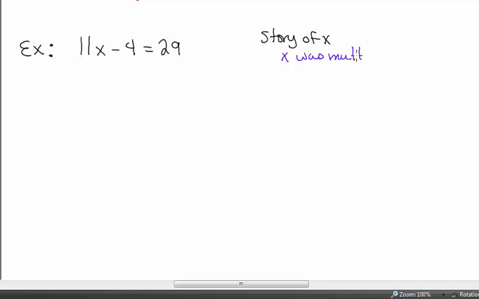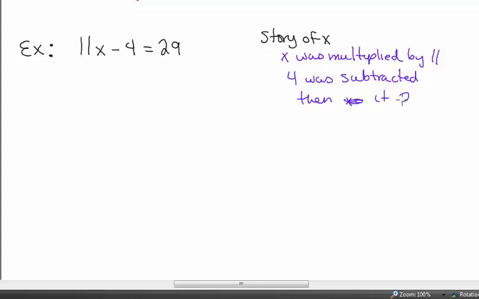So let's look at an example of a very basic multi-step equation. 11x minus 4 equals 29. Now remember, we're always trying to undo what was done. So what happened, our story of x. The story of x was this. Along came an x, and x was multiplied by 11. That's the 11x. And then 4 was subtracted, and then it equaled 29. So we want to find out what x equaled originally, and basically this is a puzzle to be solved.